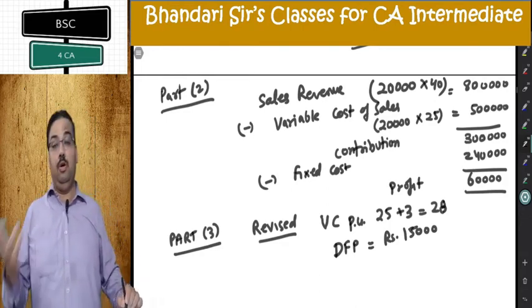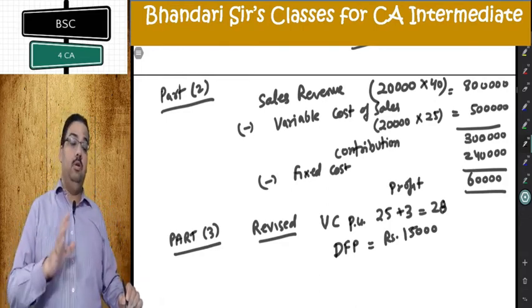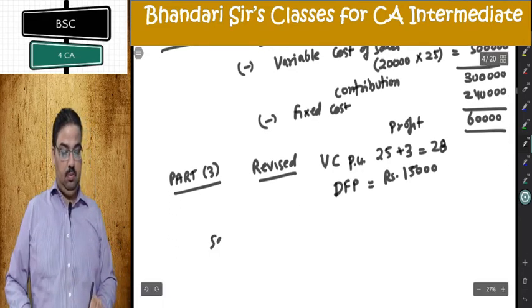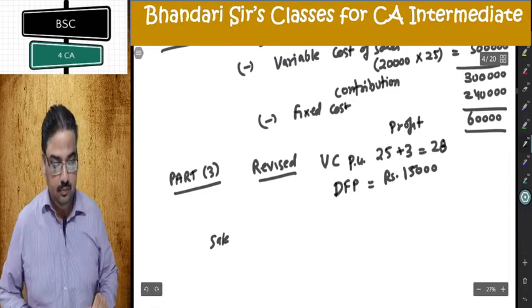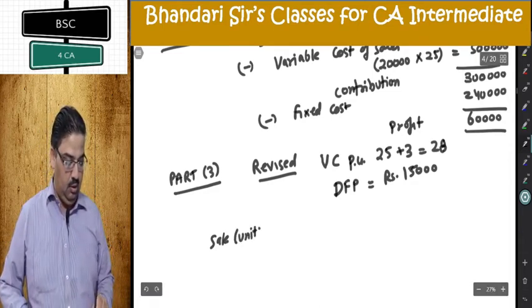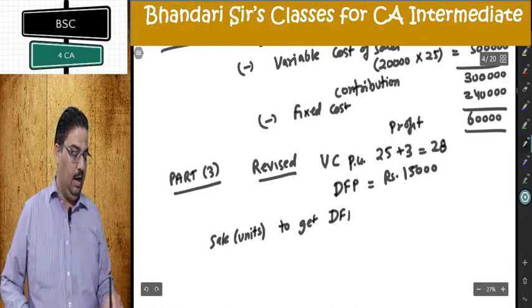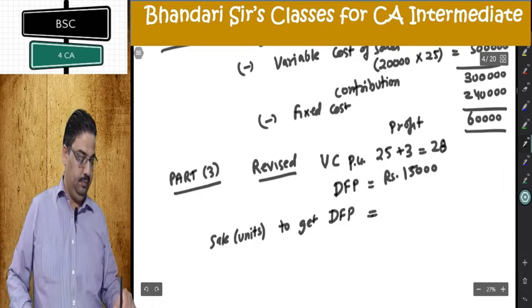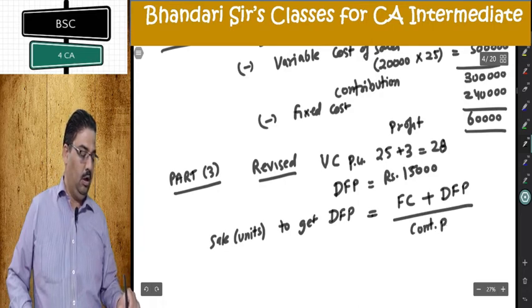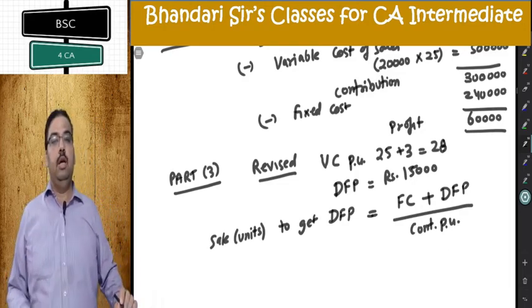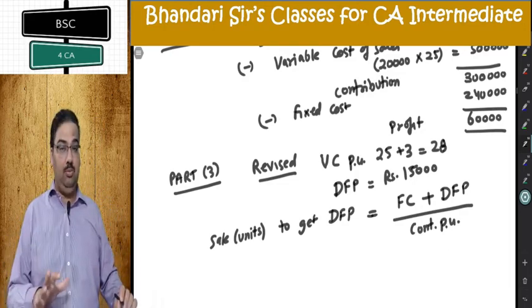I have given you formulas for this. For desired fixed profit, the formula to be applied: sale in units to get desired fixed profit equals fixed cost plus desired fixed profit divided by contribution per unit. It can be solved by using algebra also, by assuming desired sale units to be X, we can do the same thing.